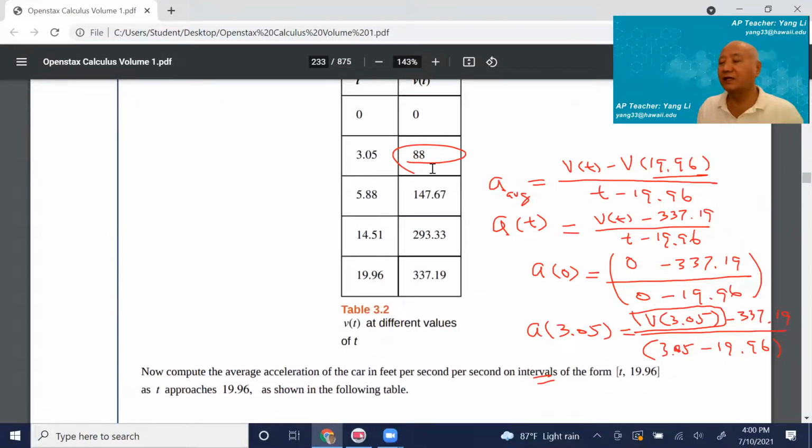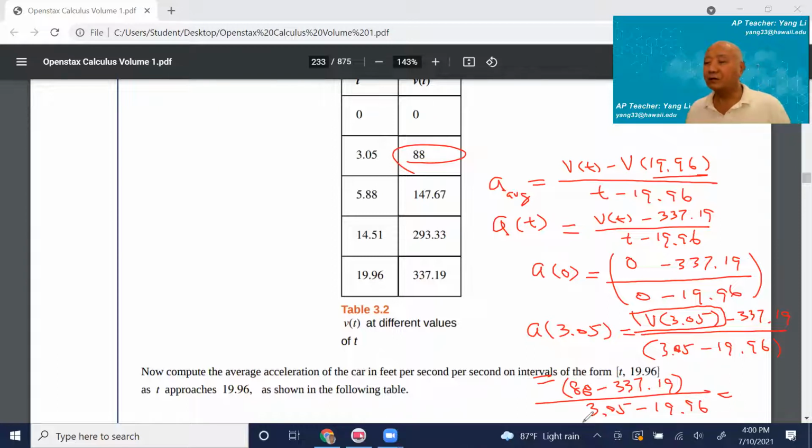At 3.05, the velocity is 88. So we can change this question to 88 minus 337.19, divided by 3.05 minus 19.96. Okay, we can do the calculation, but a better way is this one.